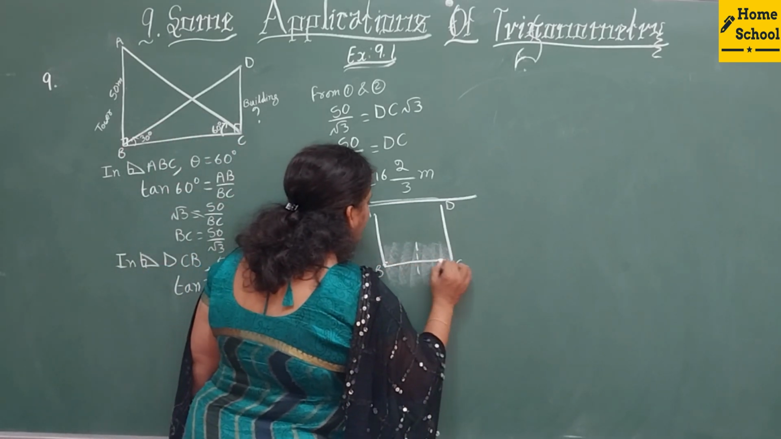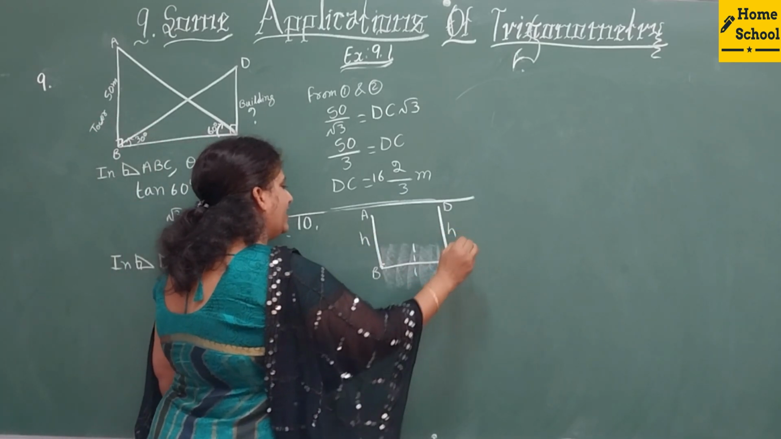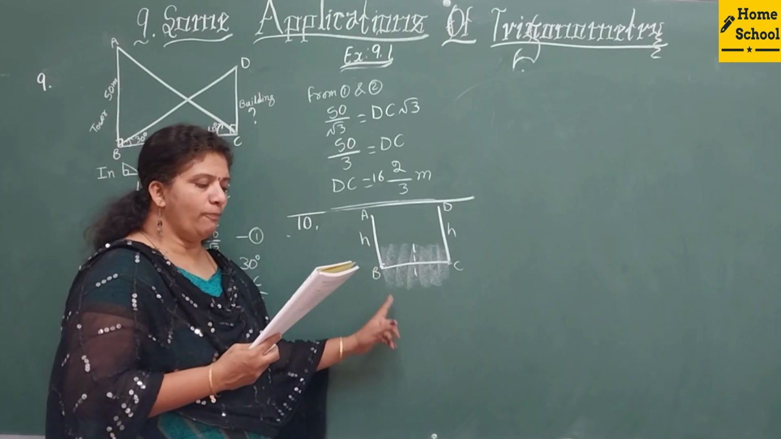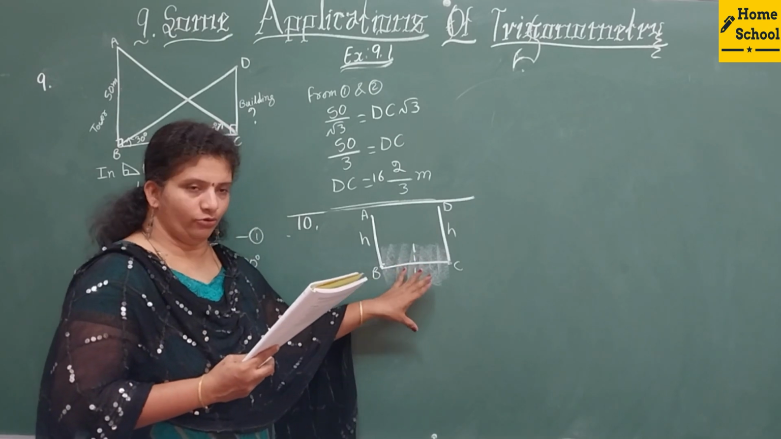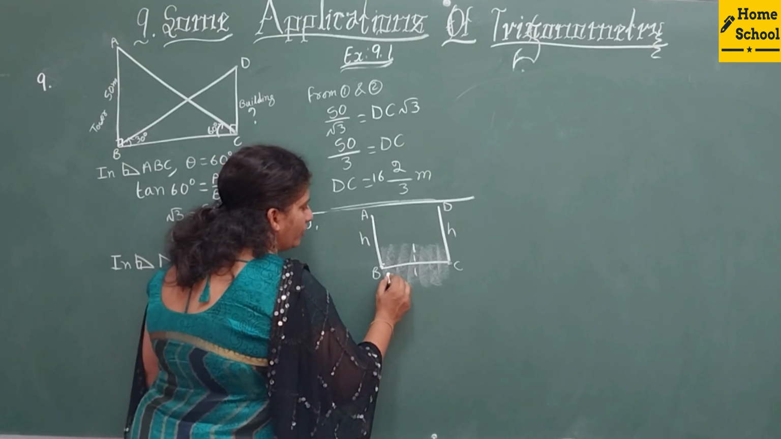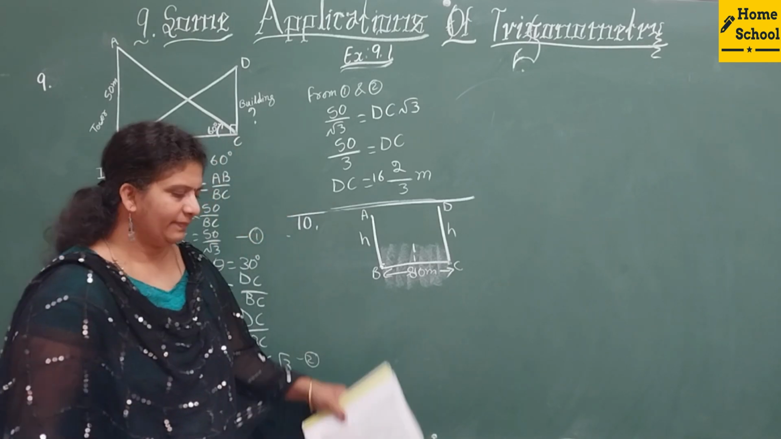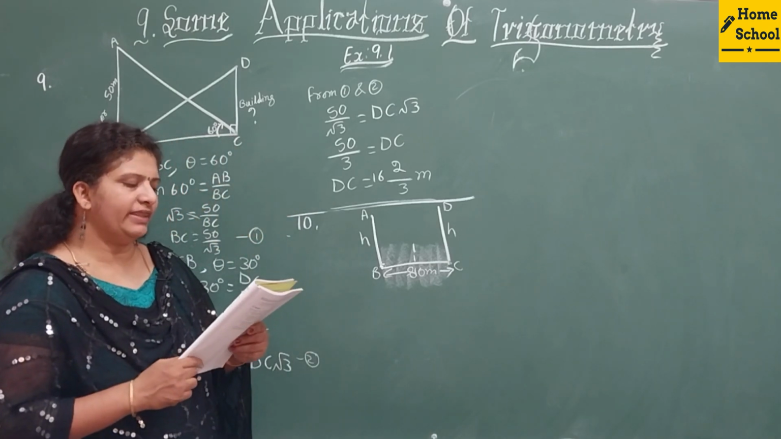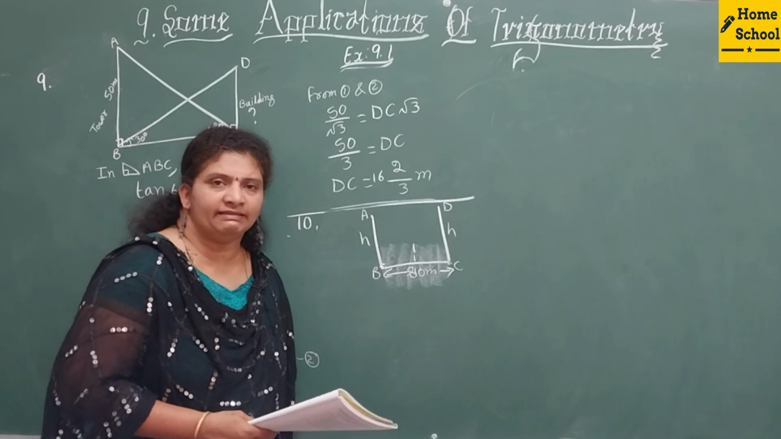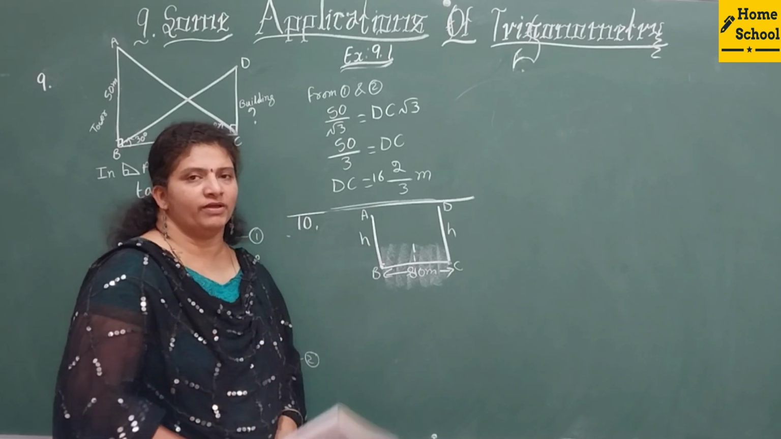So let us join this. I don't know the height of the poles, so let me assume it as H. The road is 80 meters wide. What is the width of the road? It is 80 meters. From a point between them on the road, the angles of elevation of the top of the poles are 60 degree and 30 degree. Find the height of the poles and the distance of the point from the poles.